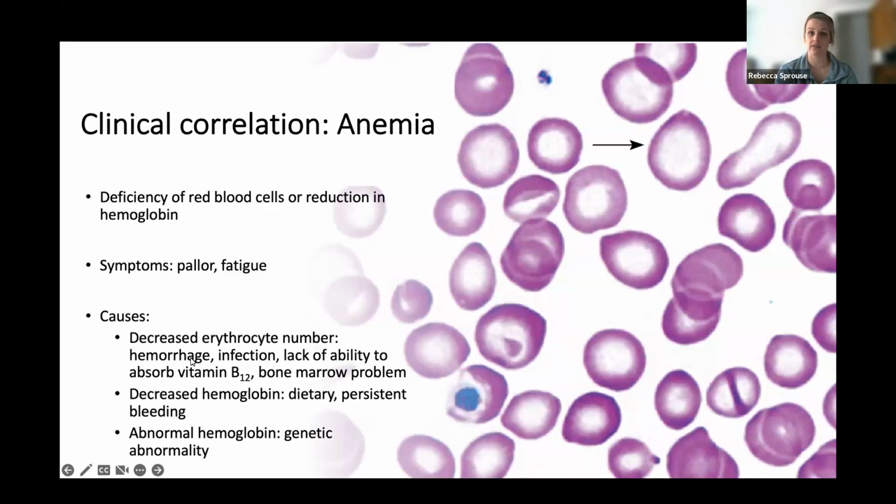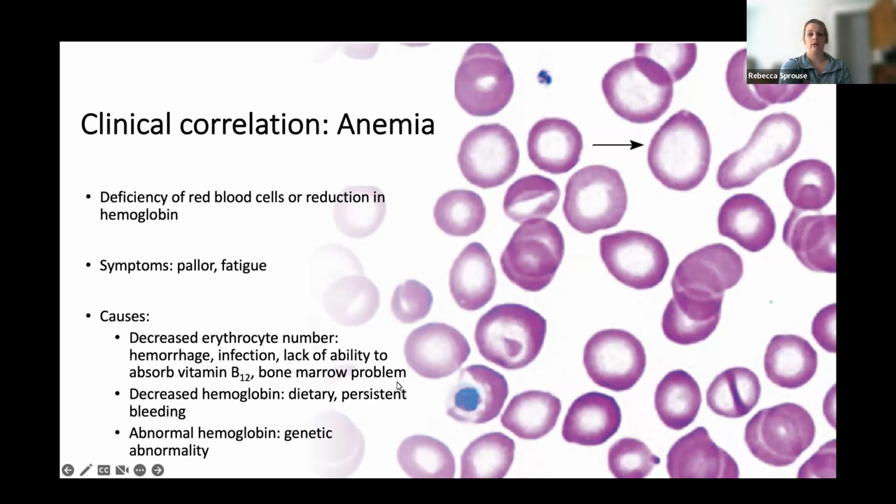Maybe because we're bleeding out somewhere, right? You have a really bad injury and you're losing a lot of blood. Certain types of infections can also kill off red blood cells. Lack of ability to absorb vitamin B12. Vitamin B12 is necessary for iron production and that hemoglobin capacity. And so if we cannot absorb B12, then we're not going to be able to have mature red blood cells that are capable of carrying oxygen.